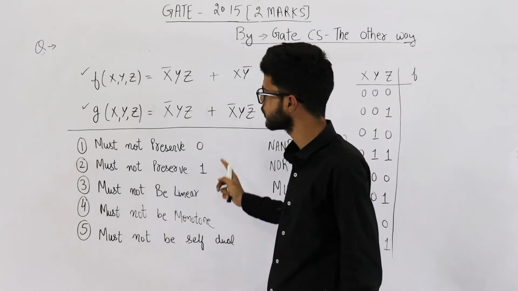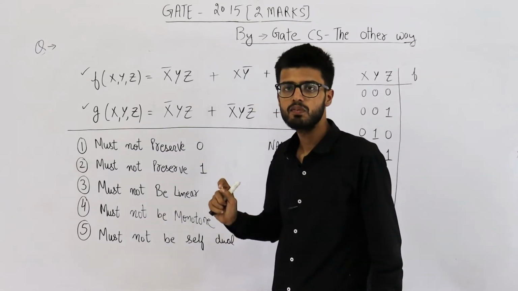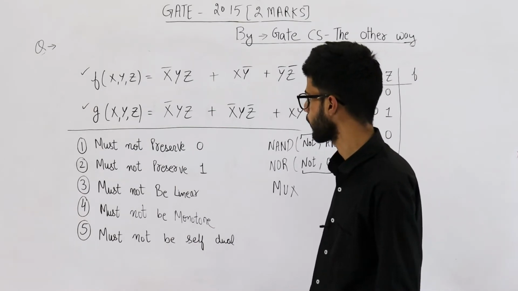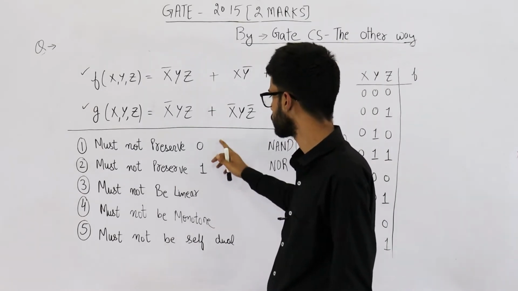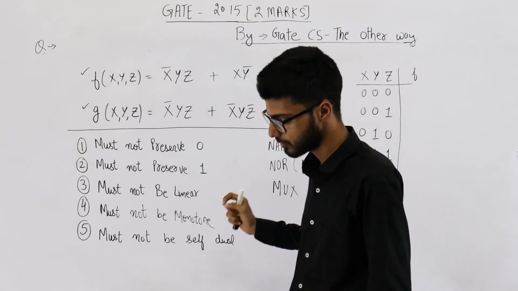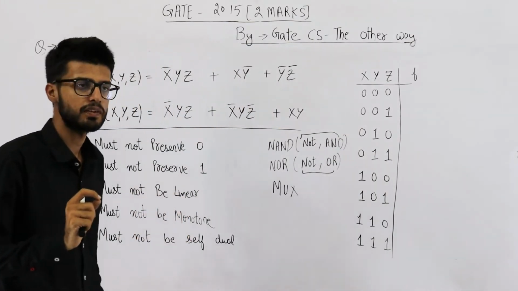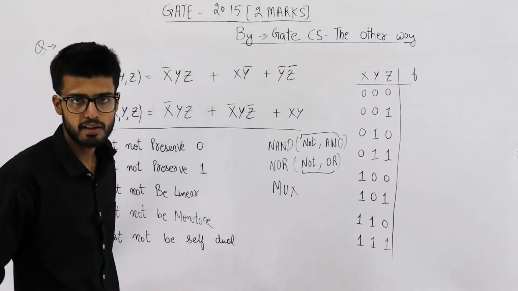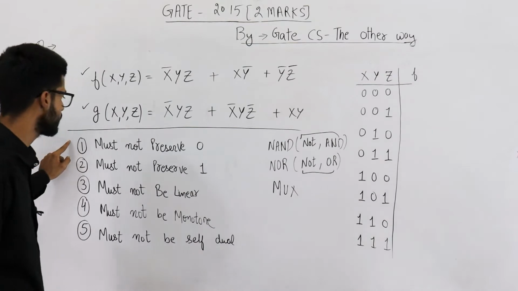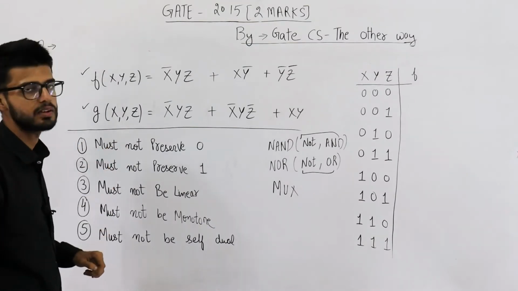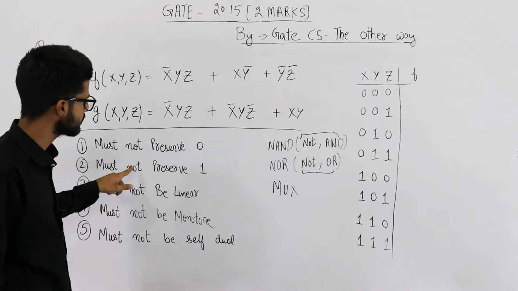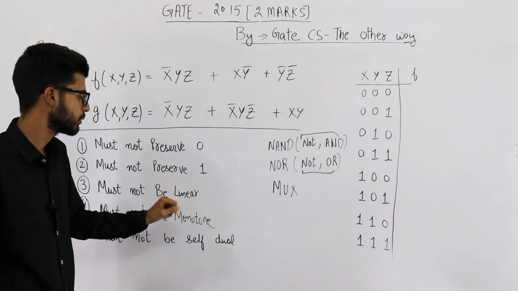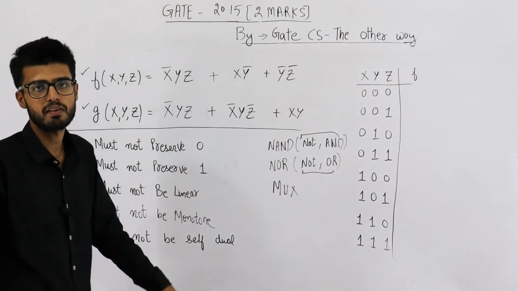If you are able to satisfy these 5 rules, you will say the given function is functionally complete. Let's try to solve this question using this method. It says, if any given function satisfies these 5 rules, it can simply be declared as functionally complete. First one is function must not preserve 0. Second one is function must not preserve 1. It must not be linear. It must not be monotone. It must not be self-dual function.